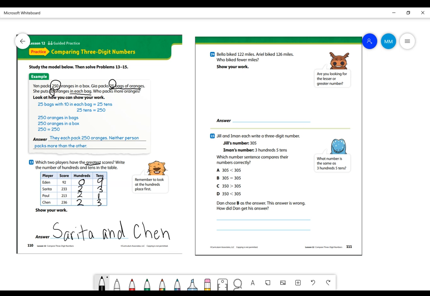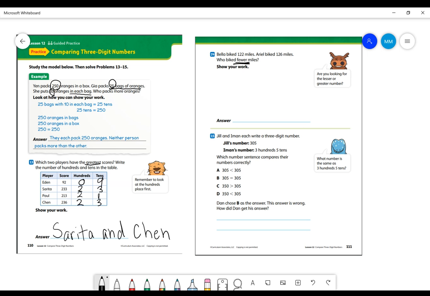All right, let's move to 14. It said Bella biked 122 miles. Ariel biked 126. Who biked fewer miles? So remember, fewer means less.